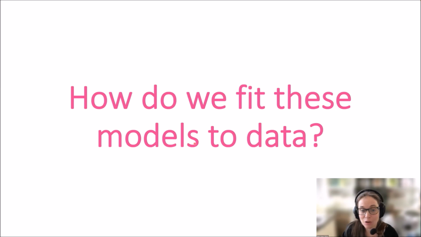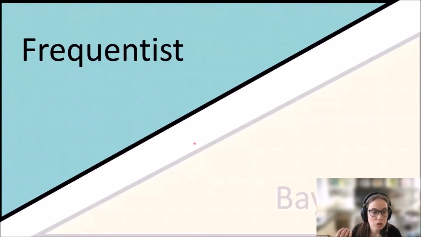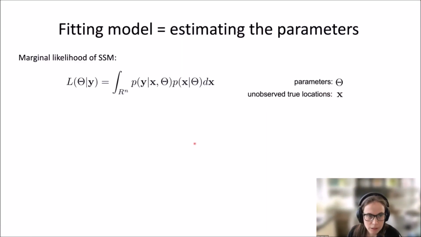And so how do we fit them to data? And that's really a big topic of the tutorial today. So you can fit state space models in the frequentist and the Bayesian framework. Today, we'll focus on the frequentist framework in big part because TMB is mostly used in a frequentist framework. So when we fit the model, we're estimating the parameters. For a state space model, we're going to maximize the marginal likelihood of the state space model.